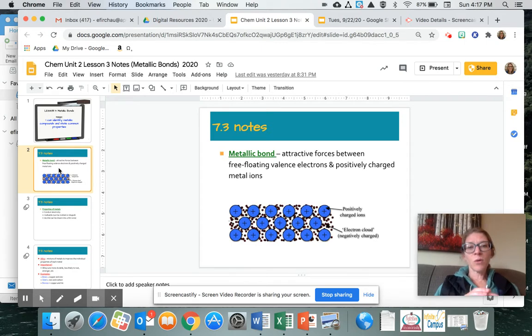ions. So metallic bonds are the atoms that have these free-floating mobile valence electrons. So as you can see in this little picture, the valence electrons are kind of just moving around those metal cations, and that helps give metals some of the properties that they have.